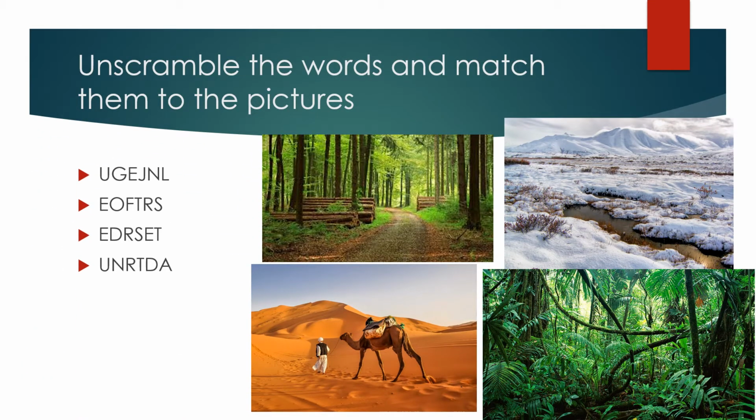Take a couple of minutes to unscramble these words and match them to the pictures. Are you ready? The first word starts with the letter J. The second word starts with the letter F. Word number 3 starts with the letter D. And the last one with the letter T.